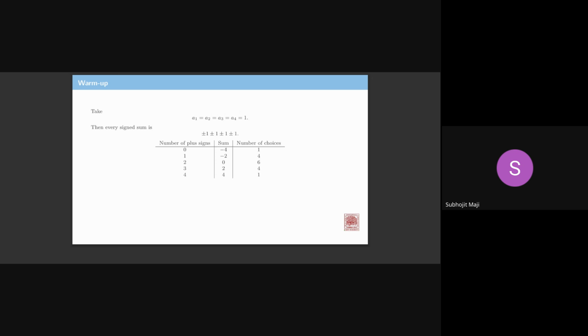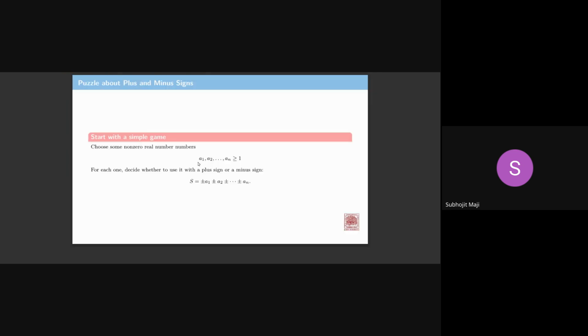Now, for each number of plus signs that you take, there are a number of choices for where you can put them. For example, if we take two plus signs, it can be here and here, or here and here, or here and here. In the same way there are six cases, that is 4 choose 2. Simple combinatorics. So the middle value occurs 4 choose 2, that is 6 times.